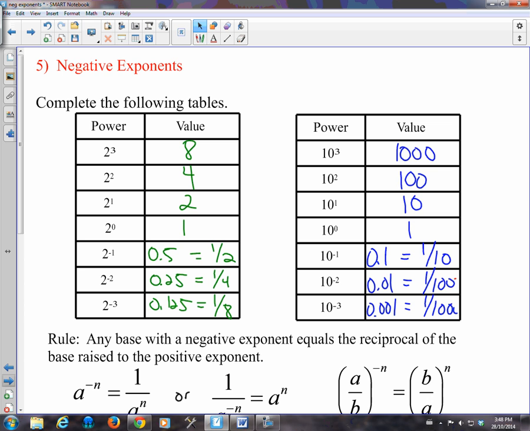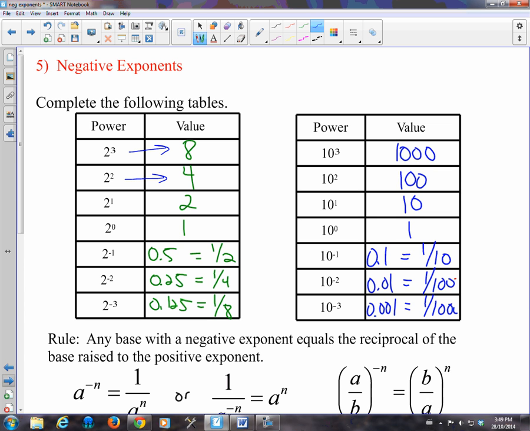Last one we're going to look at is negative exponents. And I've got a couple tables here already filled in. Take a minute, pause the video, and look at the tables.